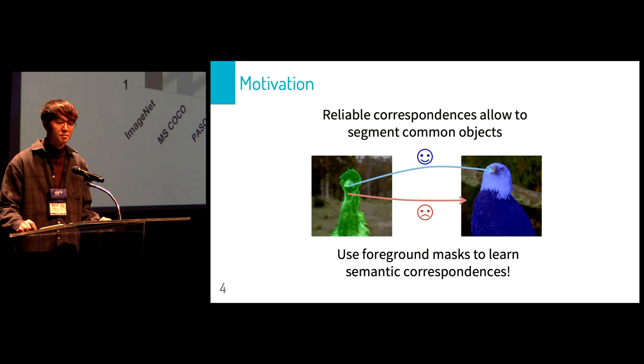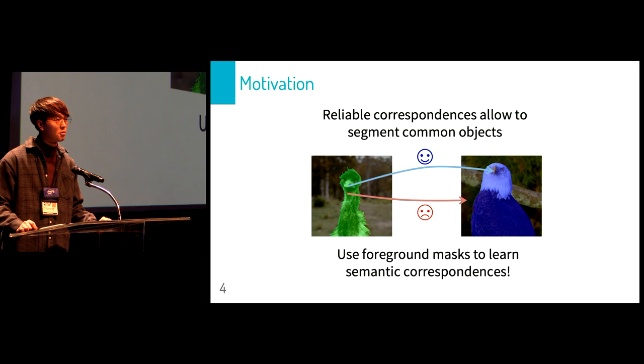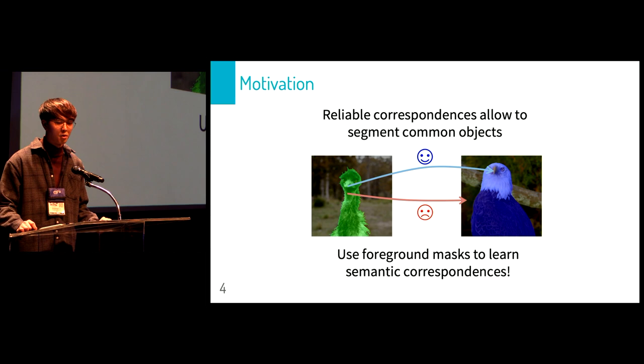Our main motivation is that reliable correspondences allow us to segment common objects, since they have similar region statistics. From this motivation, we propose to use foreground masks to learn semantic correspondence. By doing so, we increase the amount of training data.